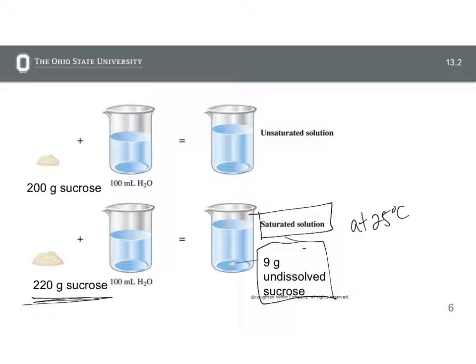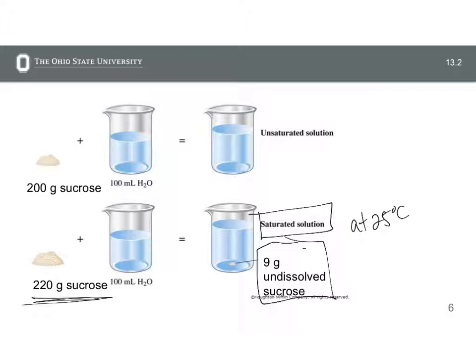If we were to heat up this solution of water and sugar, the way that sucrose works is we would actually be able to get more into solution. So maybe you try to sweeten your tea: if you have iced tea and you try to dissolve sugar in it, it doesn't go in very well. If you have hot tea, it'll go in a little easier.